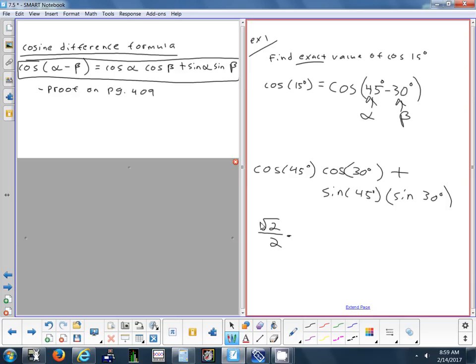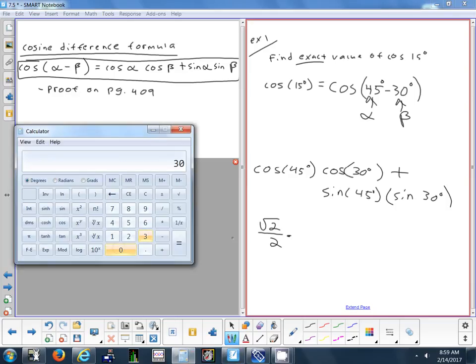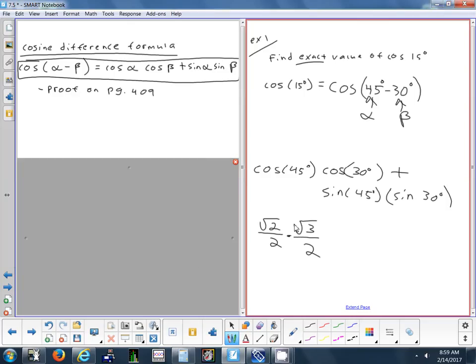Times. Now let's look up cosine 30. All right, so cosine of 30, what's that as an exact answer? Square root of 3 over 2. Again, if you don't know these, you can go back and do unit circle trig. But if you have to do 4 unit circle trig problems, this is going to take 15, 20 minutes just to do this one thing. So it's just easier to have those numbers memorized.